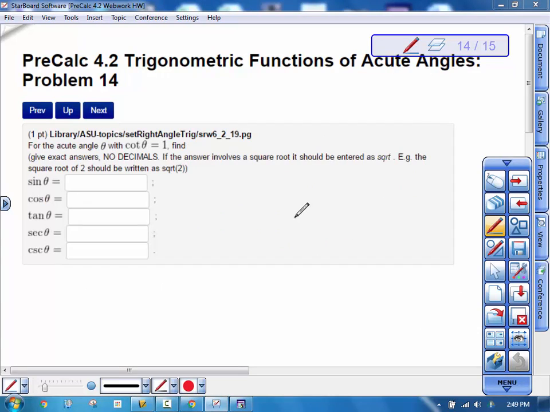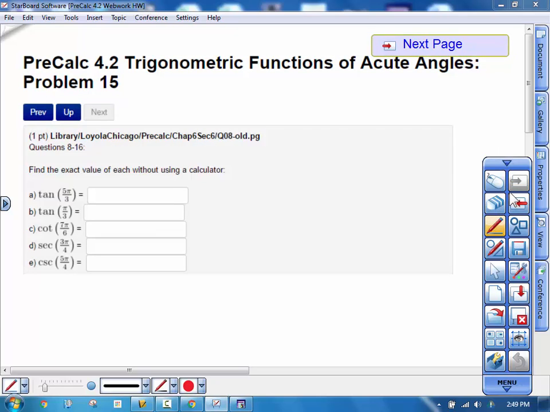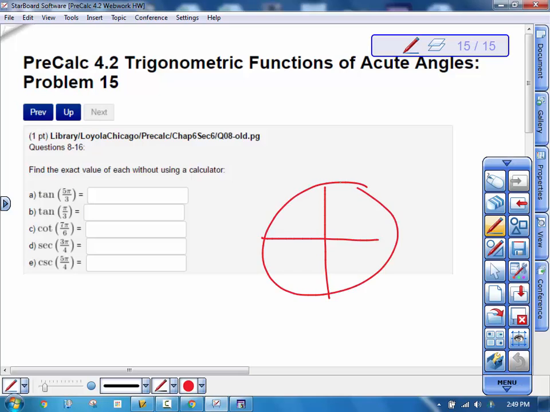Okay, this is the same problem as, I think it was 9, but we did this same problem, so move on to the last one then, which is 15. It wants you to find the exact value without a calculator. If you use your unit circle for this one, it's pretty straightforward.